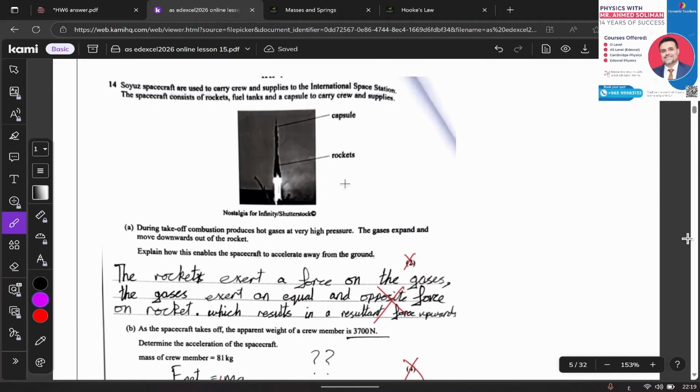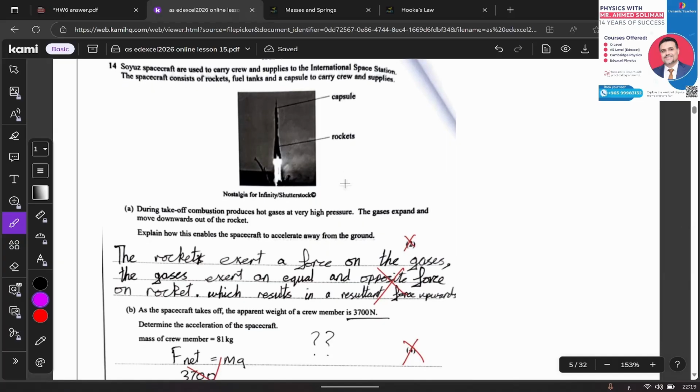Okay. So now let's move to the next. So Habiba, what do you think? What about this answer? Is this answer correct or incorrect?